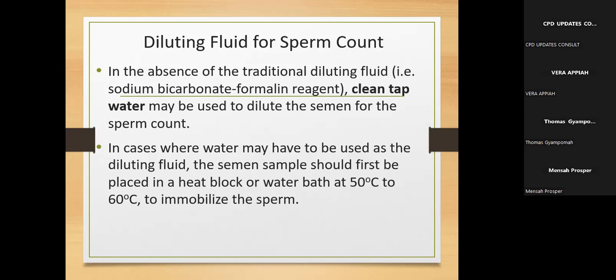In case where water may have to be used as the diluting fluid, the semen sample should first be placed in the heat block or water bath. Remember that we said that if you allow the sample to liquefy by itself, it may take a long time. So you can fast track that by immobilizing it as we did with the Makler chamber. And now you can add your water as your diluting fluid.